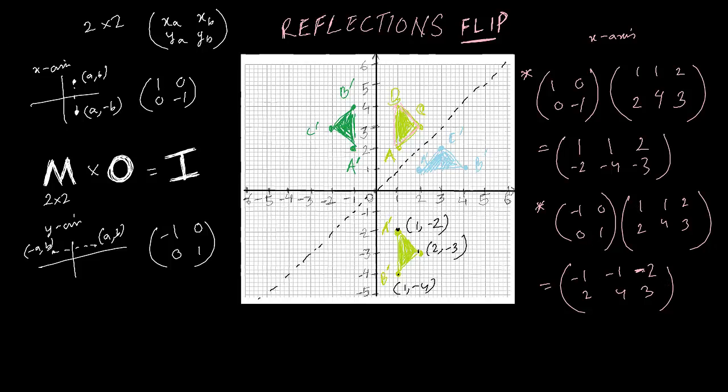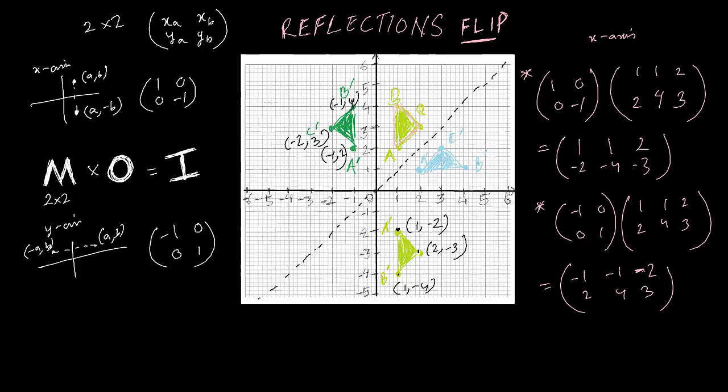And we can also check with this. A prime is going to be minus 1, 2. So the x-coordinate is minus 1, the y-coordinate is 2. So this is minus 1, 2. B prime, 1, 4 is minus 1, 4. So let's check. This is minus 1 and this is 4. This is minus 1, 4. And we have the C prime coordinate, minus 2, 3. So this is going to be minus 2, 3. So that's how this thing works.